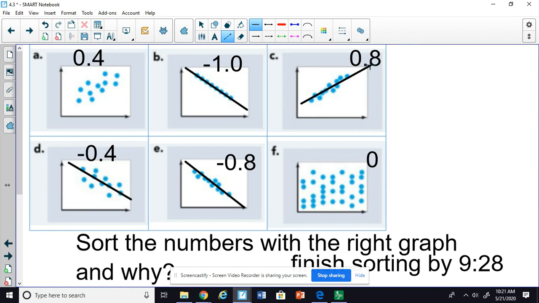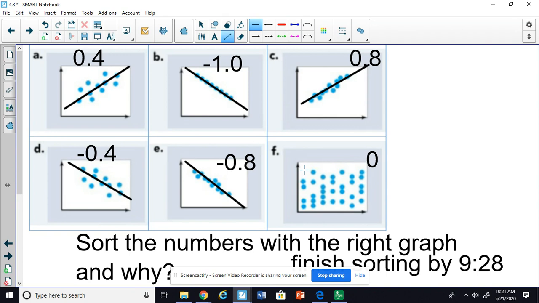A positive 0.8, we see that closeness to the line. It goes in a positive direction, and it's really close. That 0.4 goes in a positive direction, but it's much more spread out.